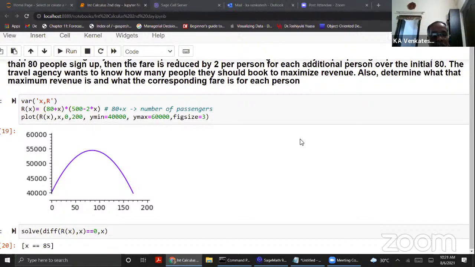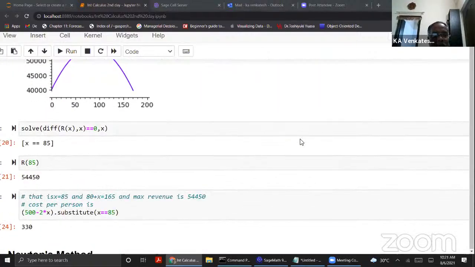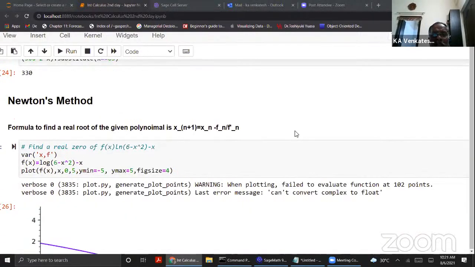Okay, I'll go to the next problem. That is what I said. So the Newton-Raphson method is also known to us. How to do this Newton-Raphson method? That's what we are talking about.